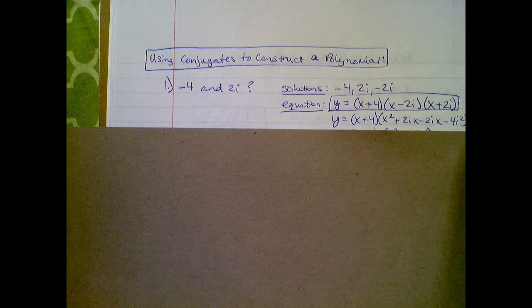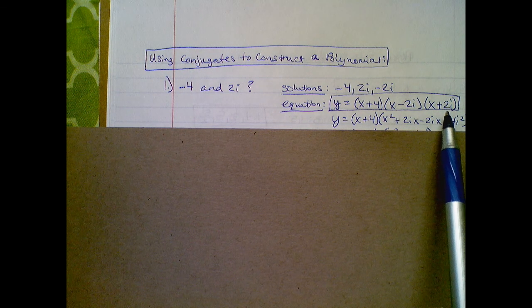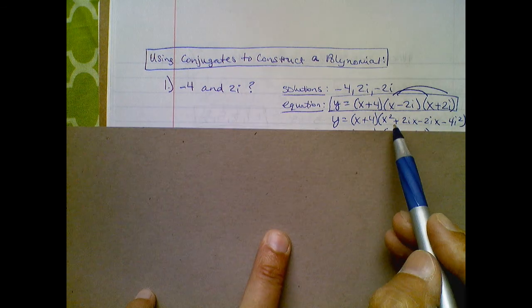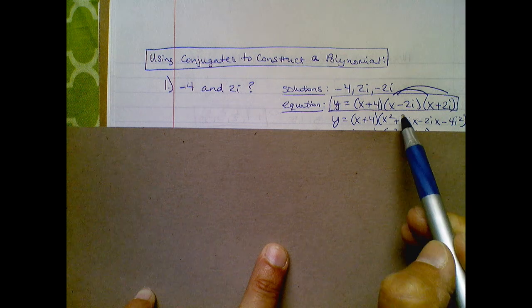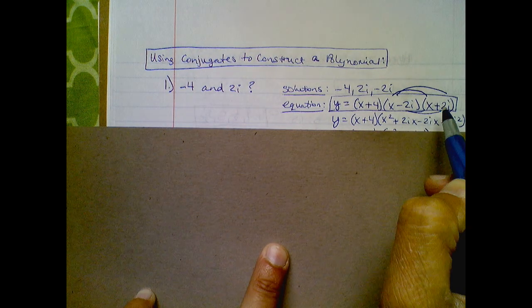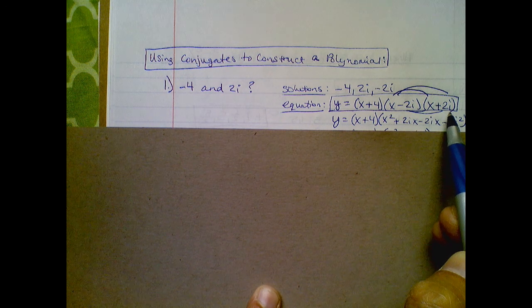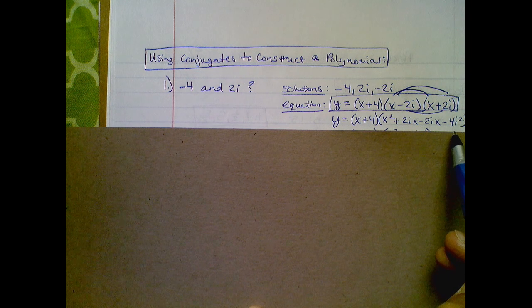So to FOIL it out, these two that are opposites of one another, I would start with those first, because then the middle term should cancel out. So if we distribute this x to both of these terms, we have x times x is x squared, x times 2i is 2ix, and then distribute this negative 2i. Negative 2i times x is negative 2ix, negative 2i times 2i is negative 4i squared. Think of those i's just like an x or any other variable. Don't think of it as an imaginary number.